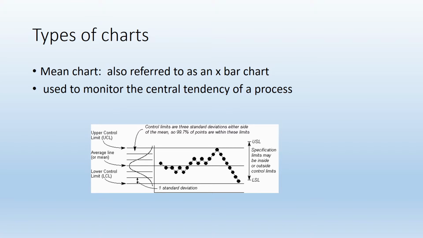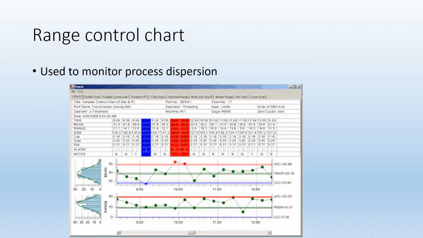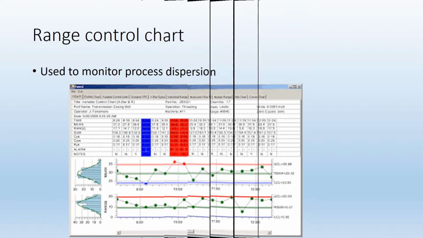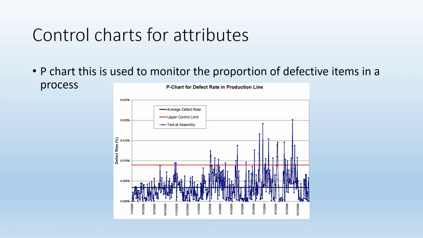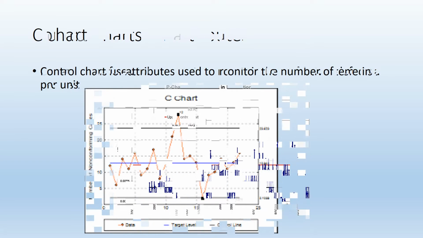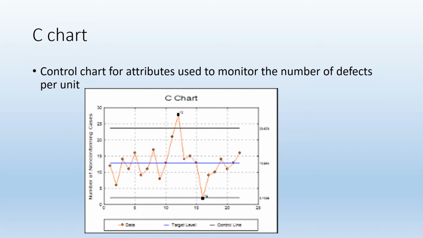Types of charts. A mean chart, also referred to as an X-bar chart, is used to monitor the central tendency of a process. Range control charts are used to monitor process dispersion. Control charts for attributes: the P-chart is used to monitor the proportion of defective items in a process. A C-chart is a control chart for attributes used to monitor the number of defects per unit.